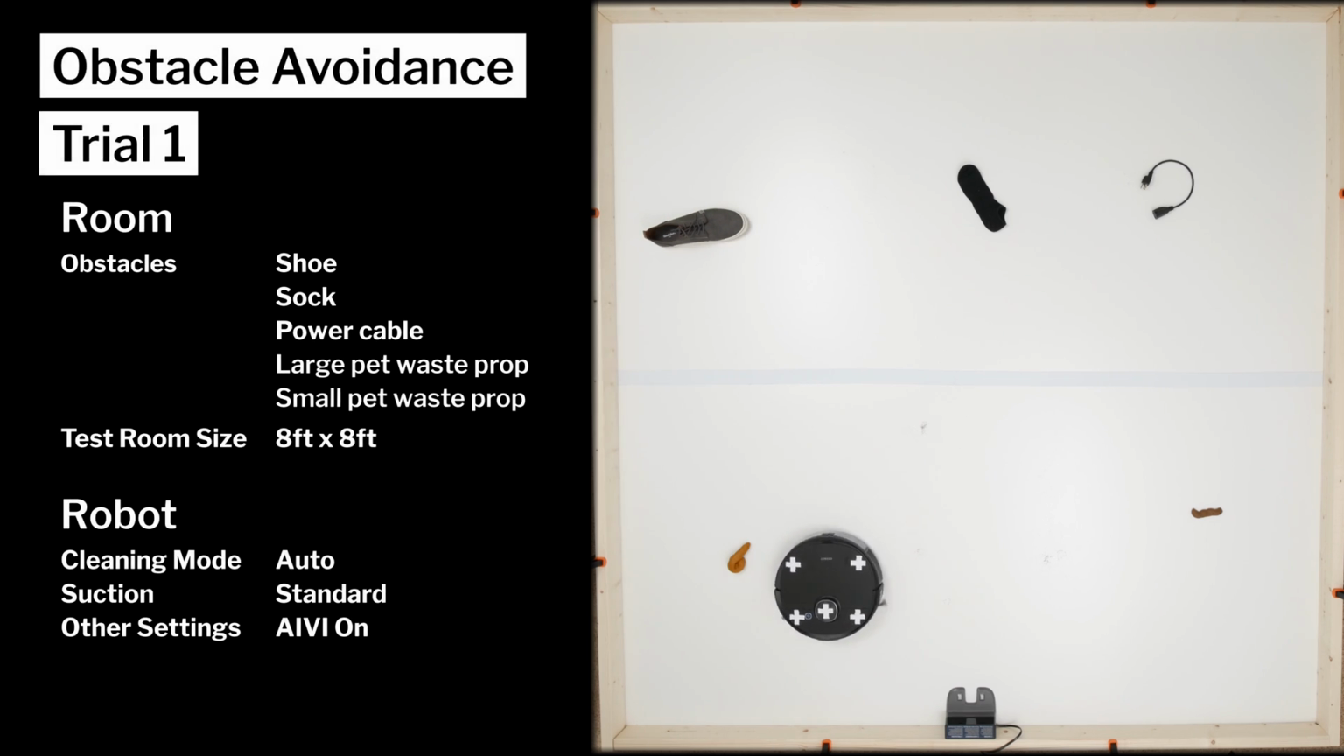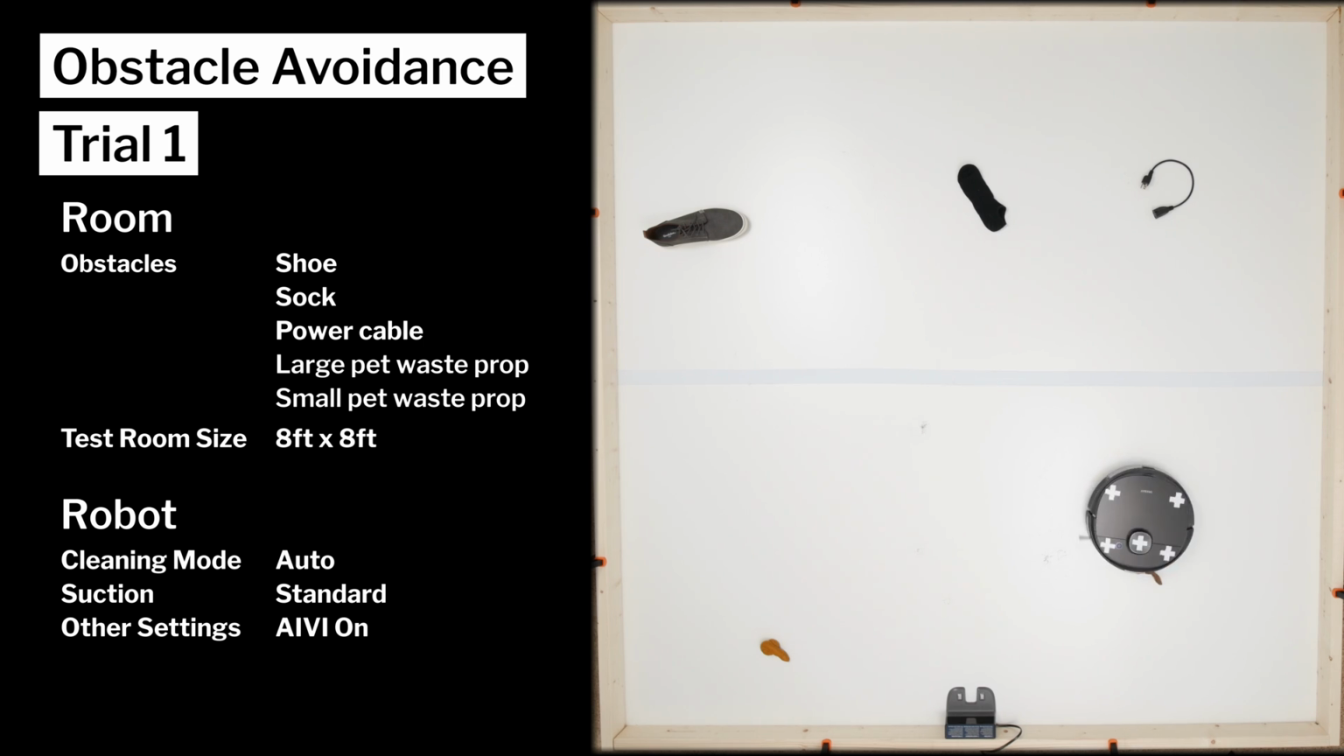But even though the robot recognizes these obstacles, it still doesn't navigate around them very effectively. It tends to still push most obstacles around a lot as it tries to move around them. For some obstacles, this isn't an issue, like the shoe. But for others, it's definitely a problem, like pet waste or power cords that can tangle around the robot's brush roll. And then there's always the fact that the robot just doesn't recognize certain obstacles at all.